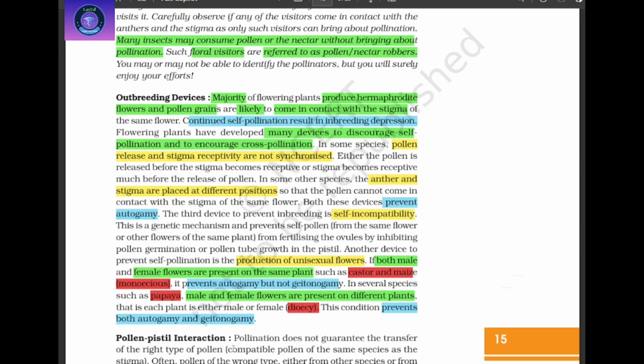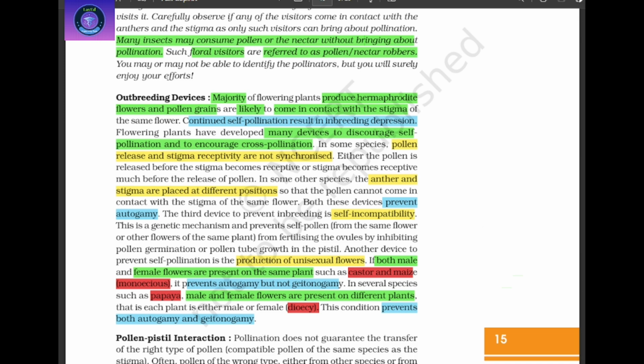Is the concept clear? In monoecious, a bisexual plant with unisexual flowers. Clear? Example, castor, maize. What happens in dioecious? There is no bisexual term in the case of dioecious. Unisexual flower and unisexual plant. Example, papaya. Concept clear? Done.